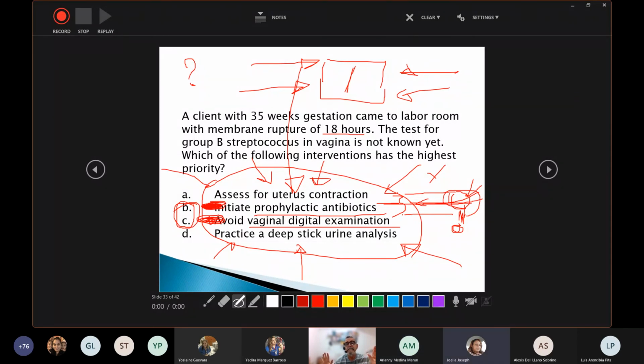Avoid. I think avoiding the bacteria is more important. So it's something that you need to decide, because this was, sadly or happily, a real situation in NCLEX. We don't know what the answer is.